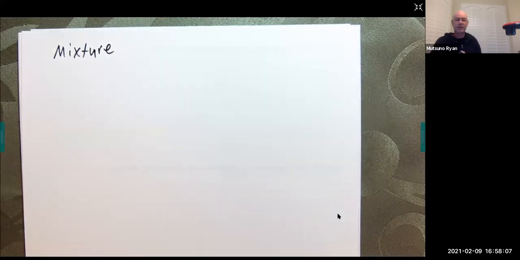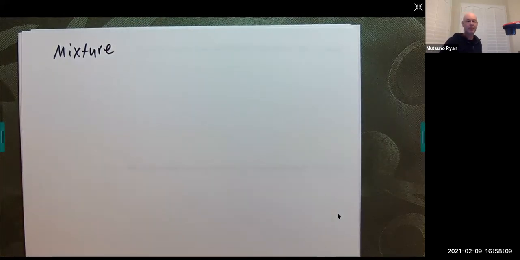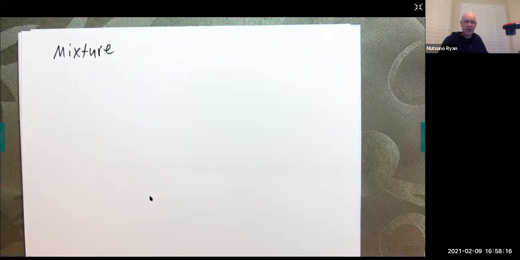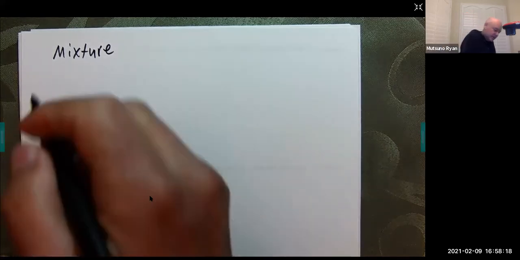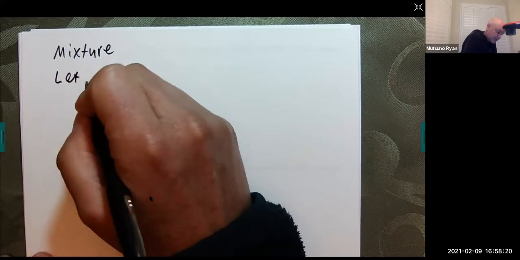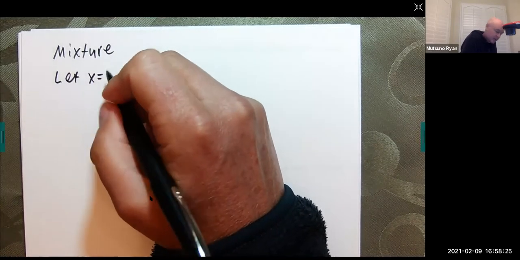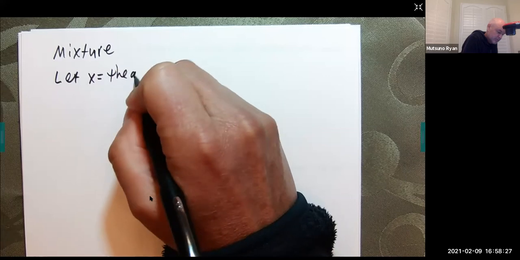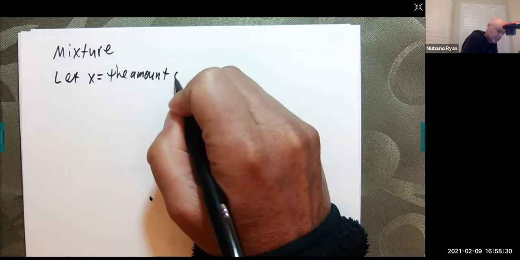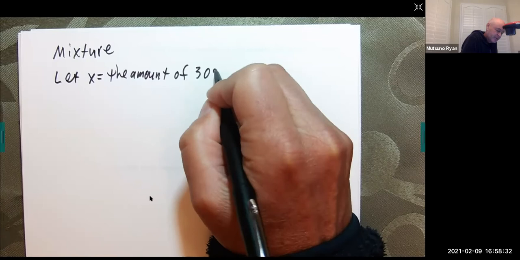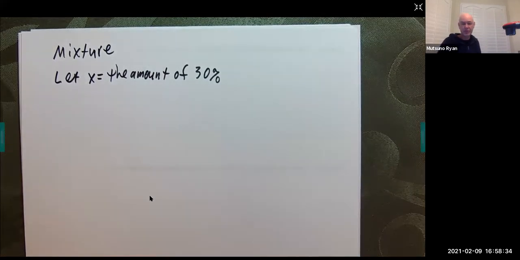Later in the semester, we'll learn a different way to do a mixture problem. This one, we can only use one variable. In the future one, we'll be using two variables. And I'm going to let x equal the amount of 30% fat content. Now, there's a total of 100 kilograms between the 50 and the 30% fat content.